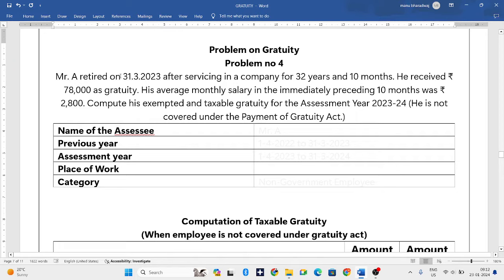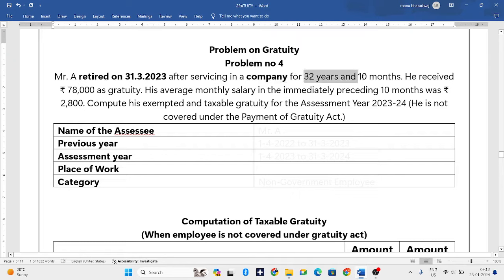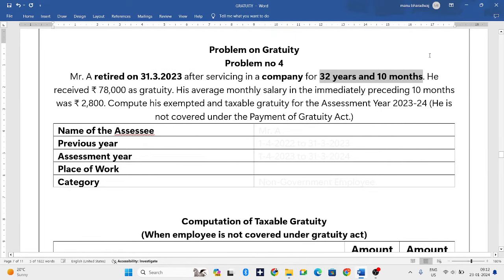Mr. A retired on 31st March 2023. So Mr. A is getting retired after serving in a company. It is not said to be a government company, which means it is a non-government or private organization. He has served the organization for 32 years and 10 months.